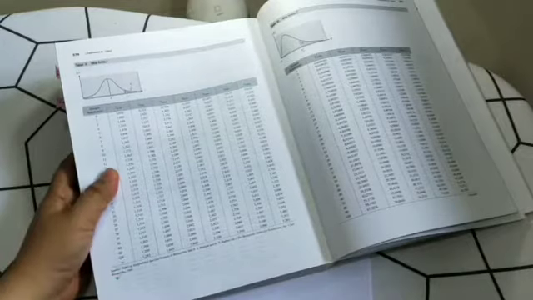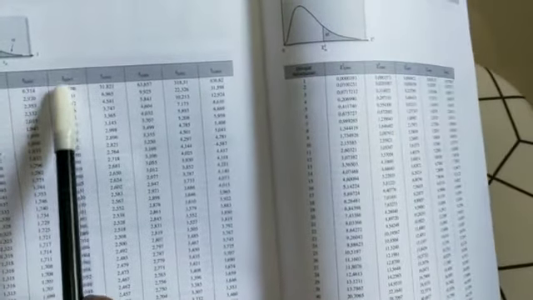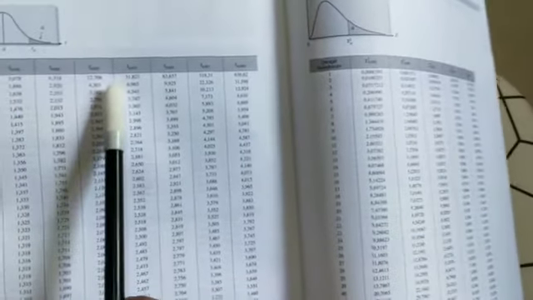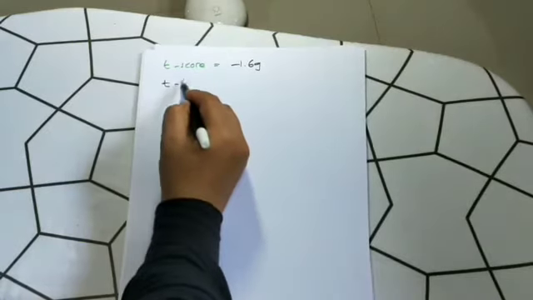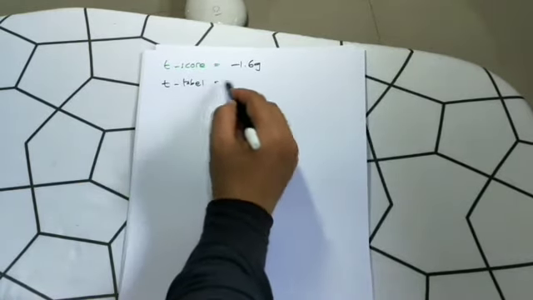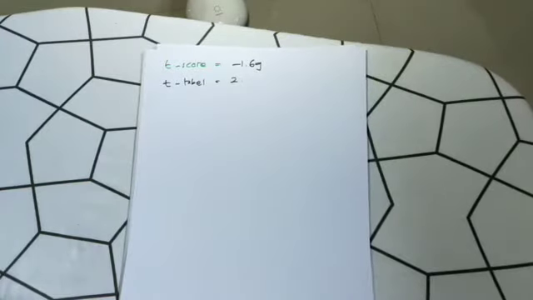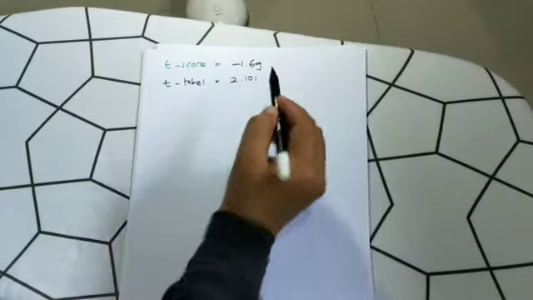For the two tails, the alpha has to be divided into two, so it's not 5% anymore but 2.5%. Let me show you here. 0.025 and the degrees of freedom is 18, so you got the t table value 2.101.